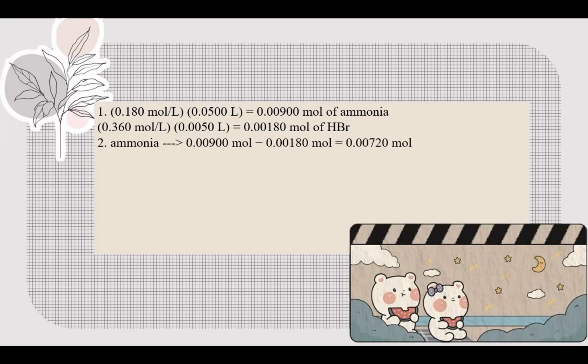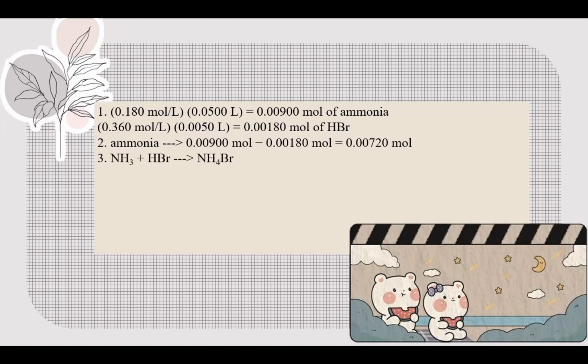Second, ammonia and hydrogen bromide react in a 1:1 molar ratio. So we should determine the moles remaining after the reaction. So ammonia is 0.009 mole minus 0.00180 mole. So all in all, it's 0.0072 mole.